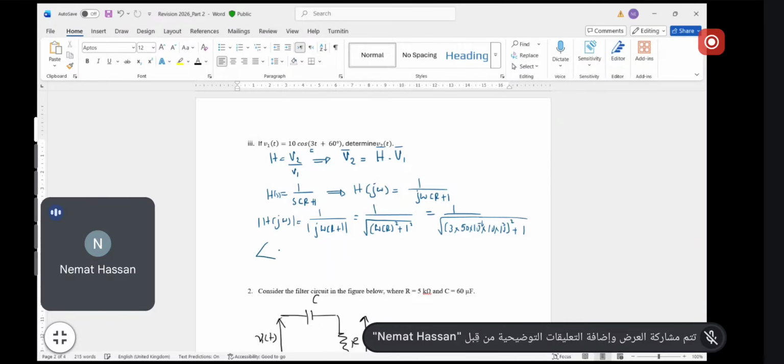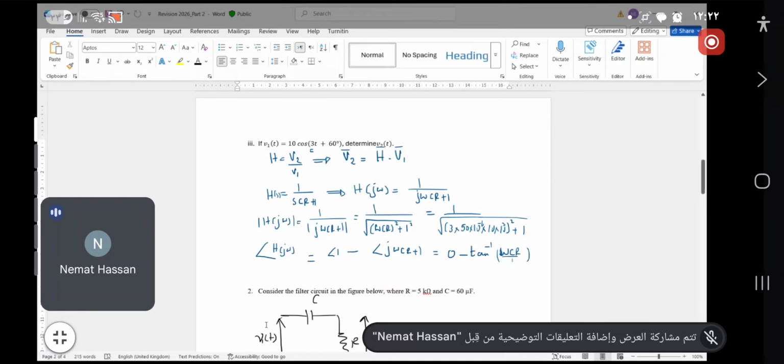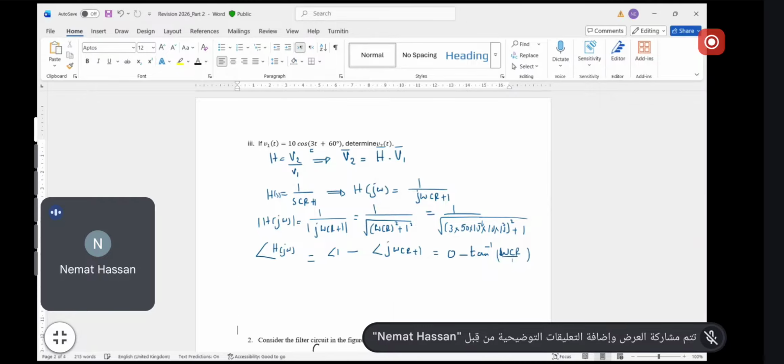And then can I get the value of the angle of H of j omega, which is the angle of 1 minus the angle of j omega CR plus 1, which is equal to 0 minus tan inverse of the imaginary part, which is omega CR, over the real part, which is 1, right? And we also have the values for that. So we'll substitute.